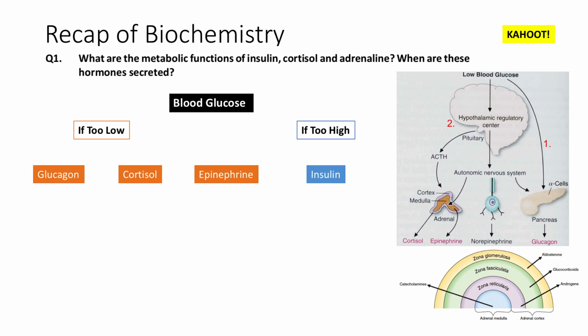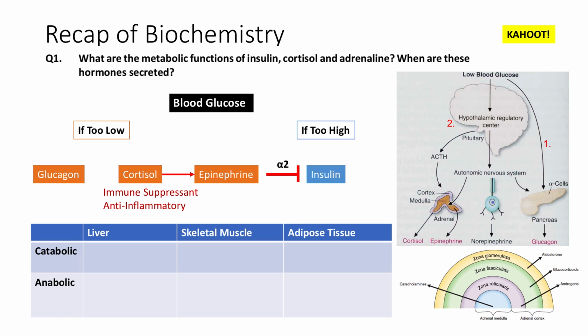Okay, so cortisol is also an immune suppressant and anti-inflammatory. Cortisol will potentiate epinephrine, and epinephrine will inhibit insulin. So this is what happens when blood glucose is too low.